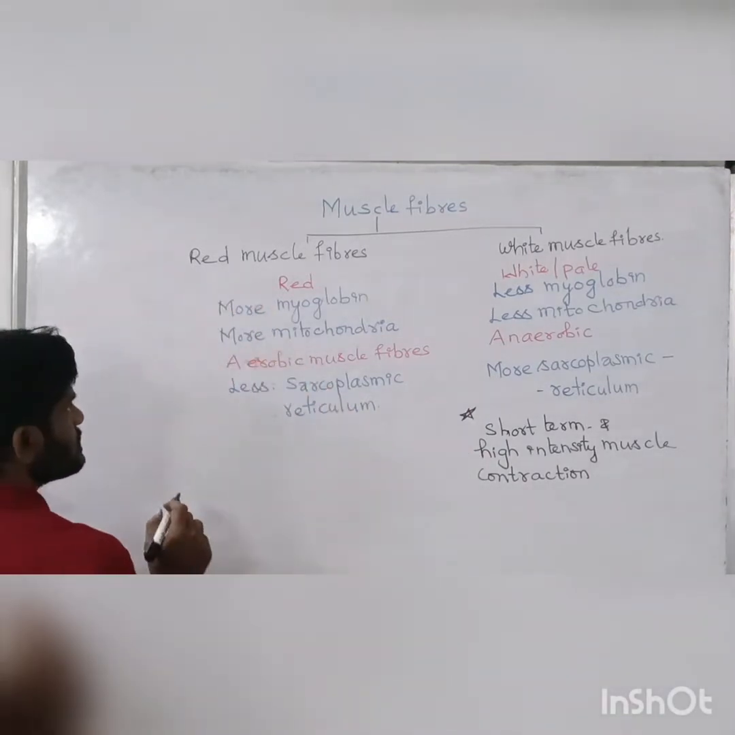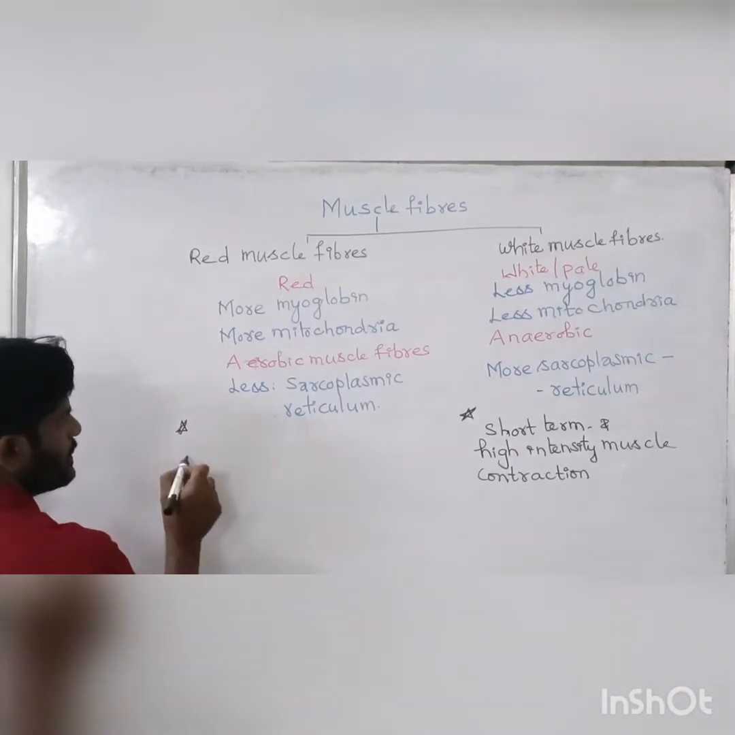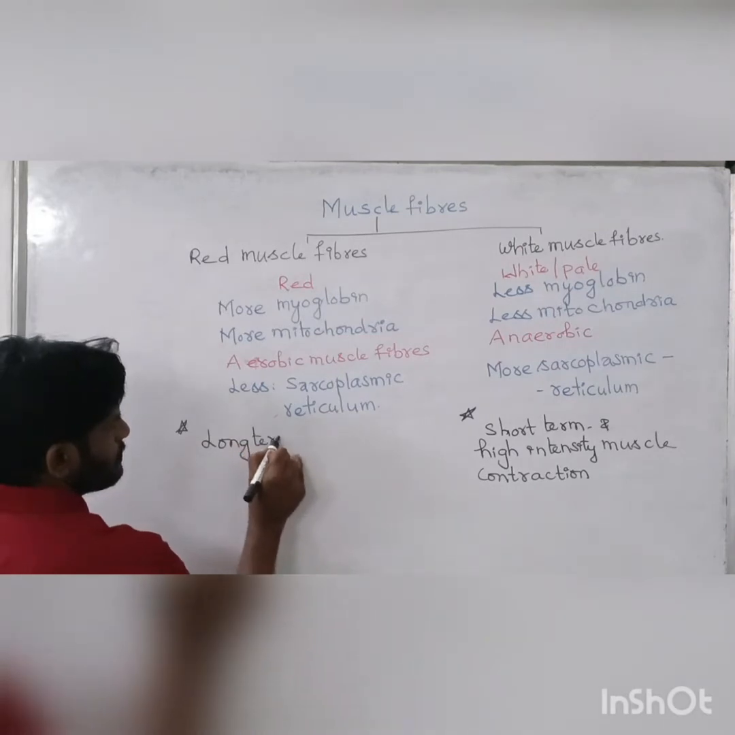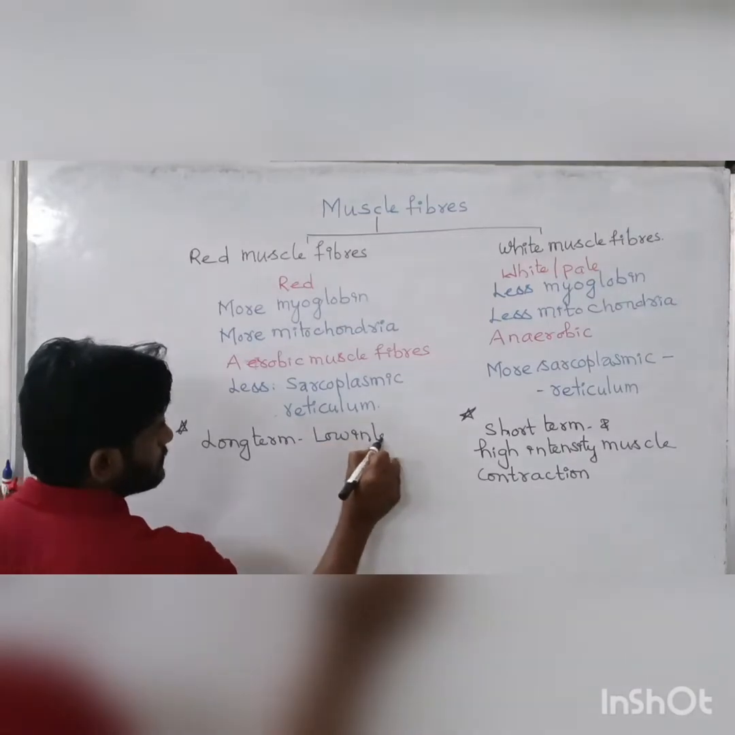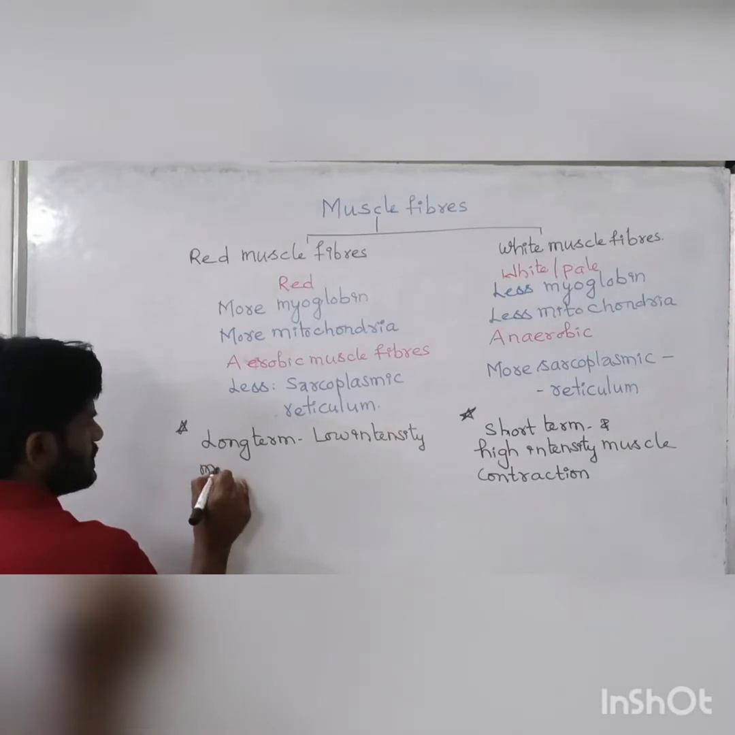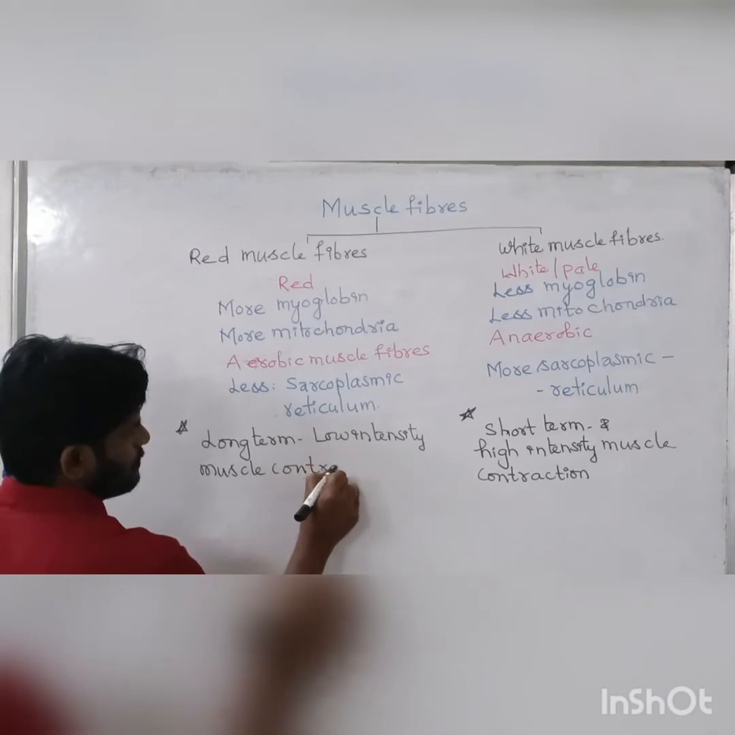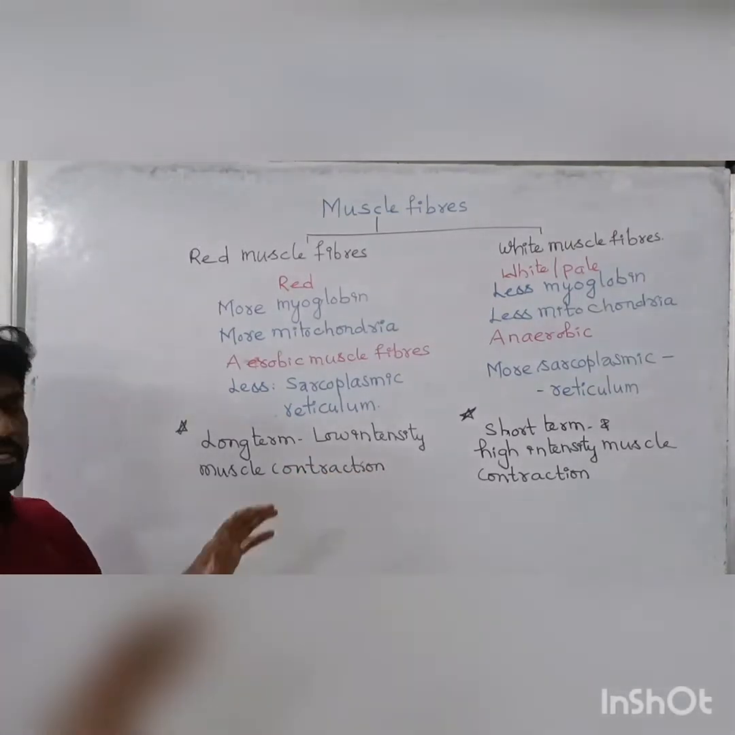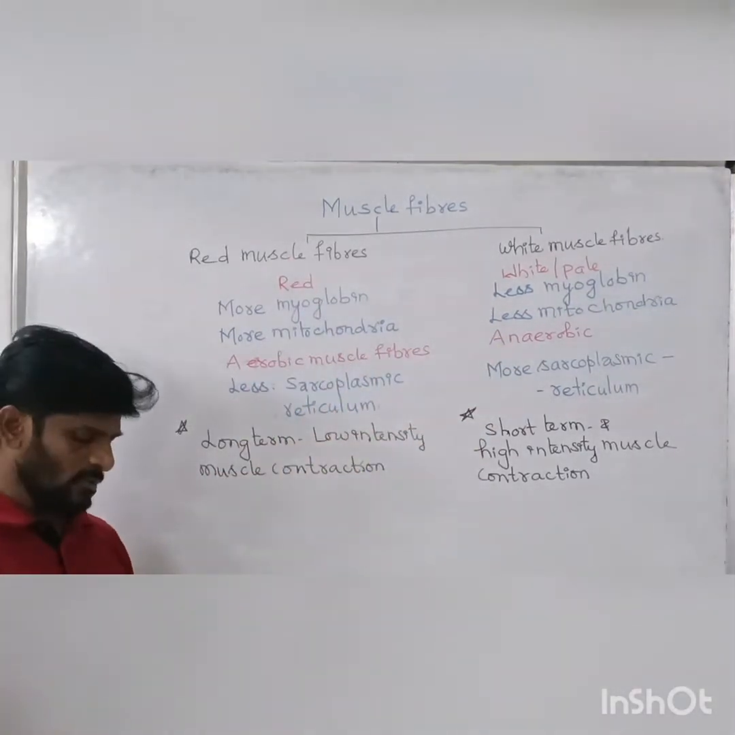But corresponding to this statement, regarding the red muscle fibers, important, they exhibit long term and low intensity muscle contraction. So these are the very important differences between the red muscle fibers and the white muscle fibers.